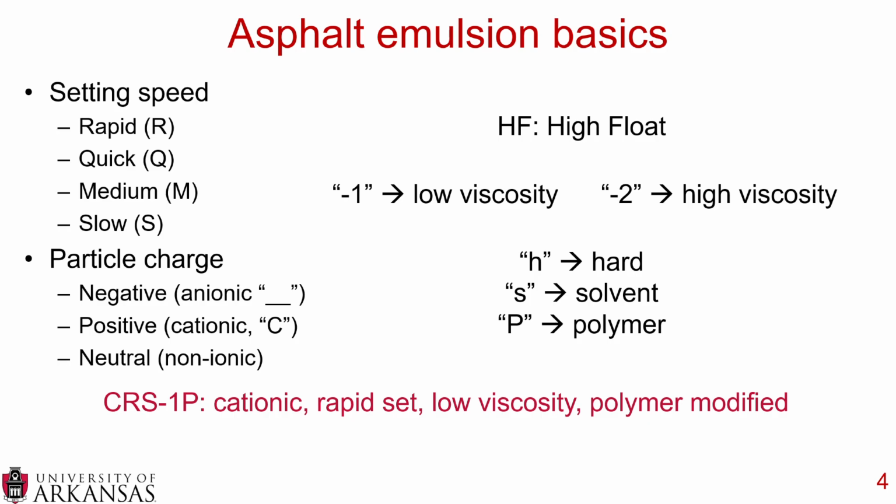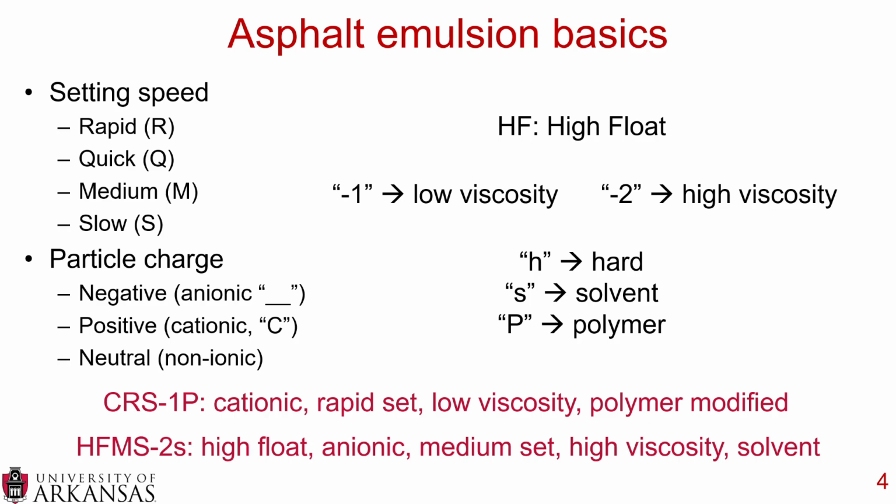So for example, a CRS-1P is a cationic, rapid set, low viscosity, polymer modified asphalt emulsion. And HFMS-2S is a high float, anionic, medium set, high viscosity solvent asphalt emulsion. So this is very convenient to have these letters and numbers to very quickly define what asphalt emulsion we're talking about. Now asphalt emulsions can be used in many different ways.